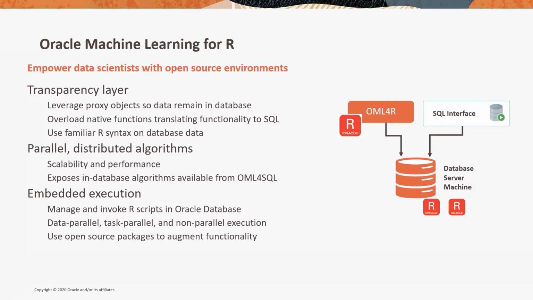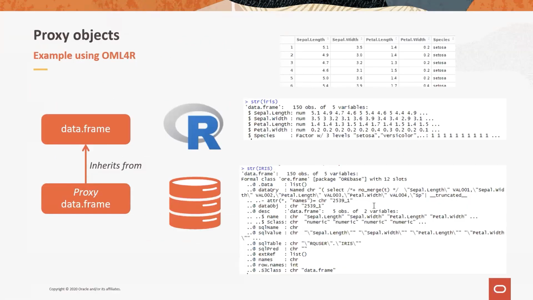Embedded R execution enables data parallel and task parallel processing. For example, an open source model can be scaled to large volumes of data for making predictions by requesting that multiple engines be spawned to process chunks of data in parallel. And OML provides all the supporting infrastructure to simplify your application implementations. So how do we achieve this?